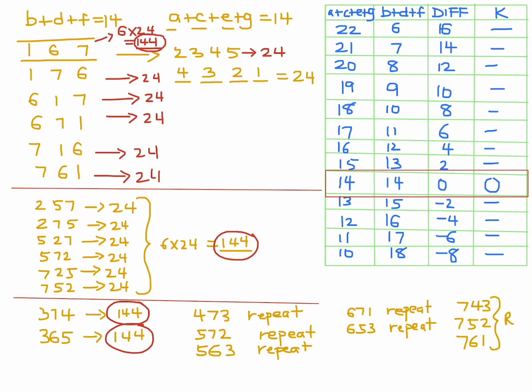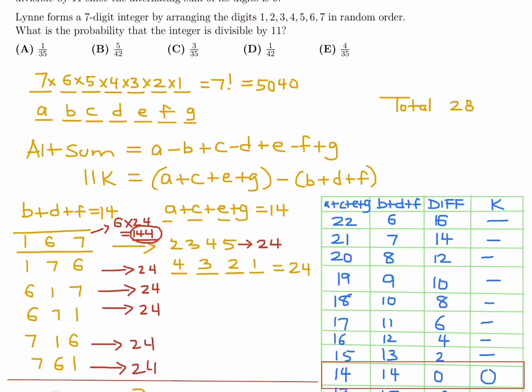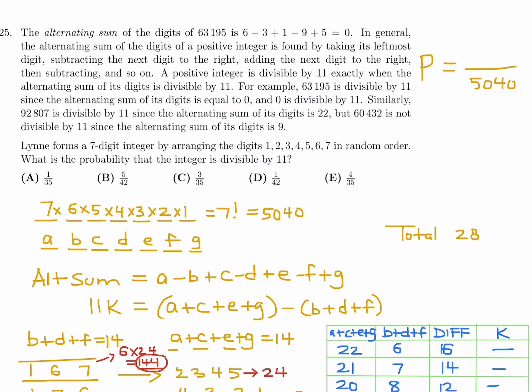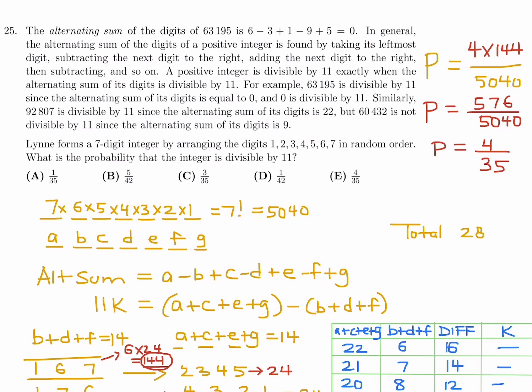So 4 times 144 is basically what I got. So put that in the numerator. So it's 4 times 144, and therefore this is 576 over 5040. In lowest terms, that is 4 over 35. And therefore, the answer to this question is E.